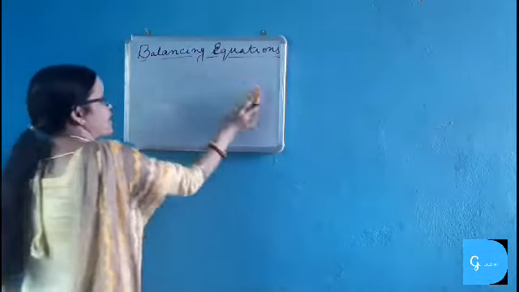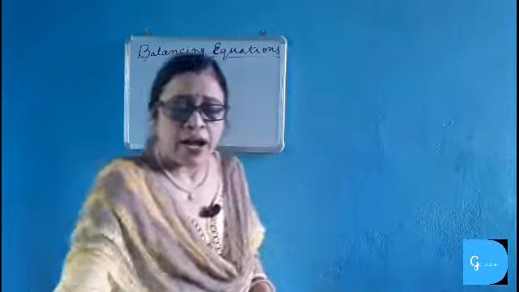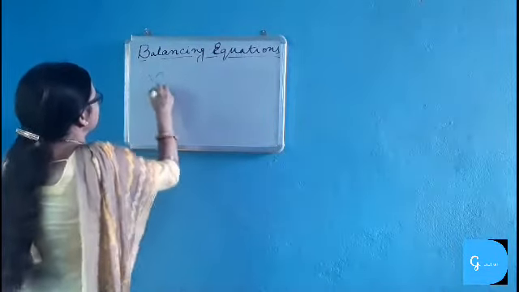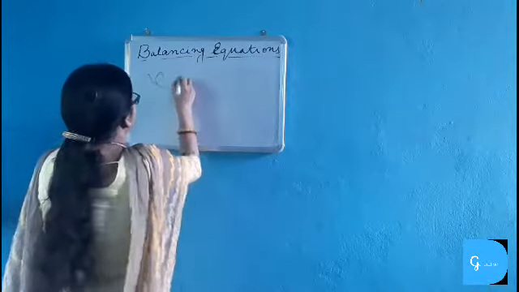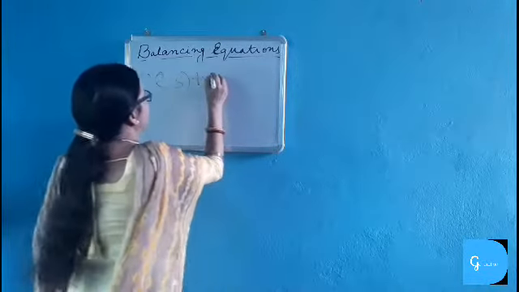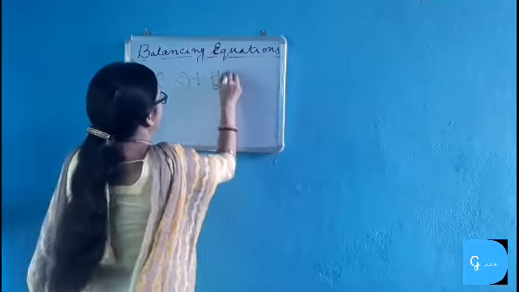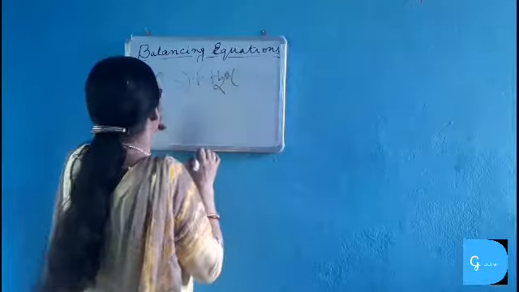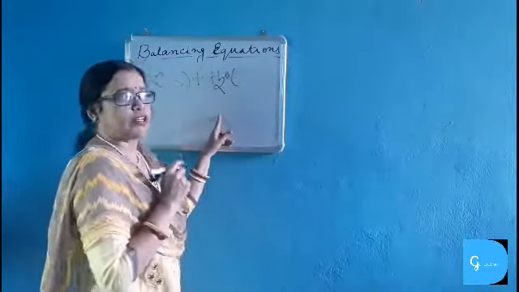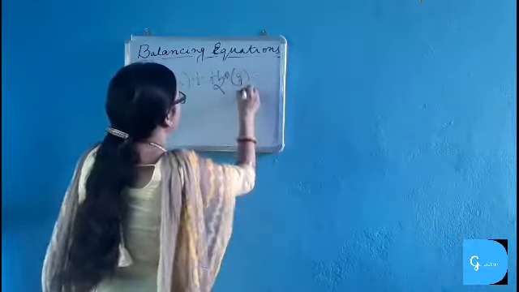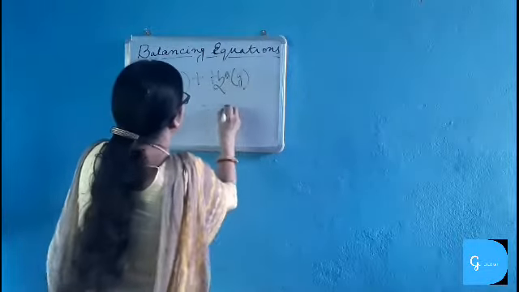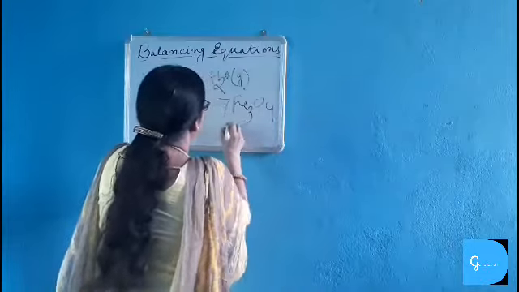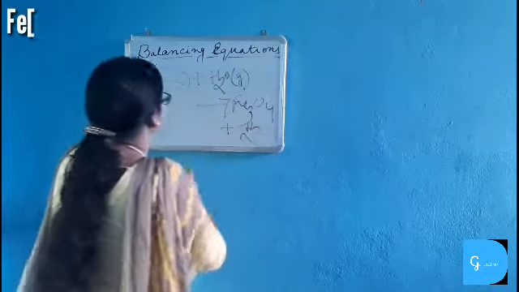Now when iron reacts with water to give, iron is a slow reactive metal. So iron is a solid, and it reacts with water. Here water will be in the form of steam because iron reacts with steam, not with cold water. So we will write gas here for water. When iron reacts with steam, it gives iron 2,3 oxide plus hydrogen gas.